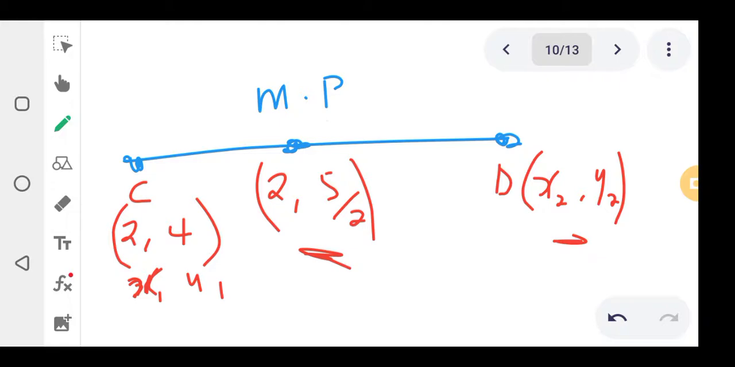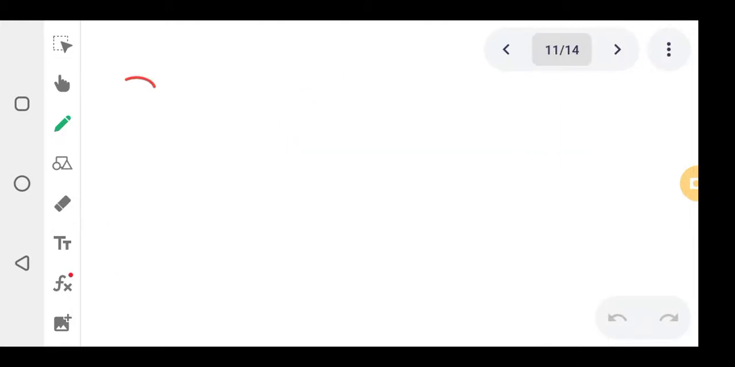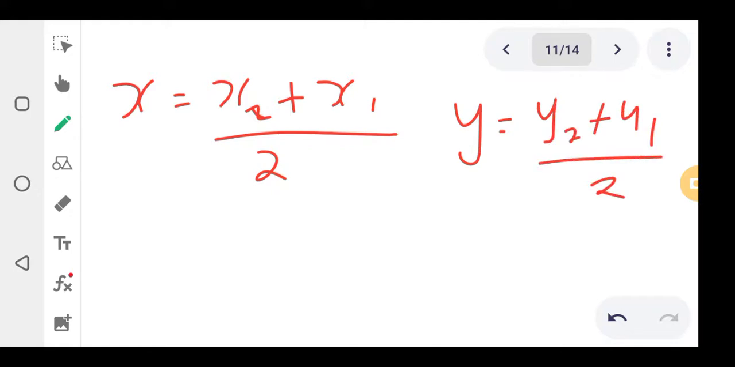Don't get yourself confused. What do you do for this one? You use the same formula which we had used. The formula for midpoint: x is equal to x2 plus x1 divided by 2, and also y is equal to y2 plus y1 divided by 2.